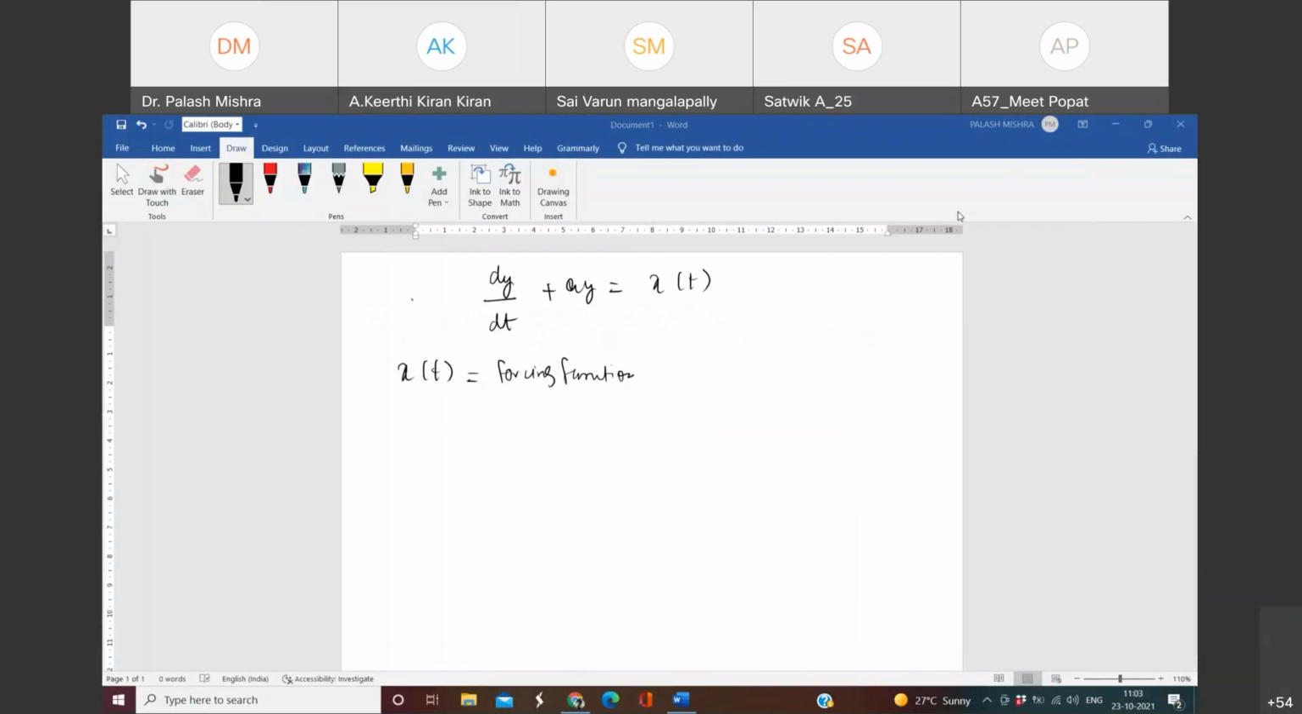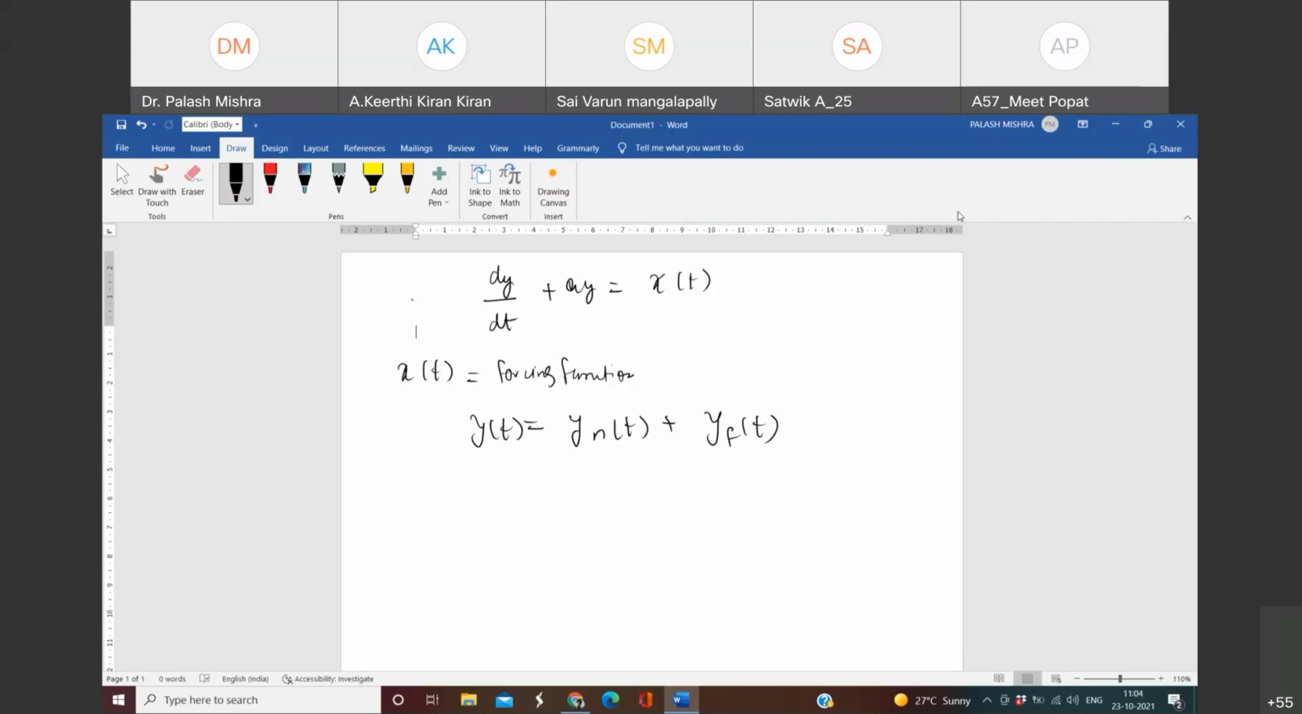So we were discussing this kind of first order equation: dy/dt plus ay equals x(t). And we have discussed how to solve this differential equation using one method, which is finding the natural response and the forced response. So x(t) was given as the forcing function. And what was the net response of the system? y natural response of t plus y forced response of t. This thing we have discussed. Do you remember it?